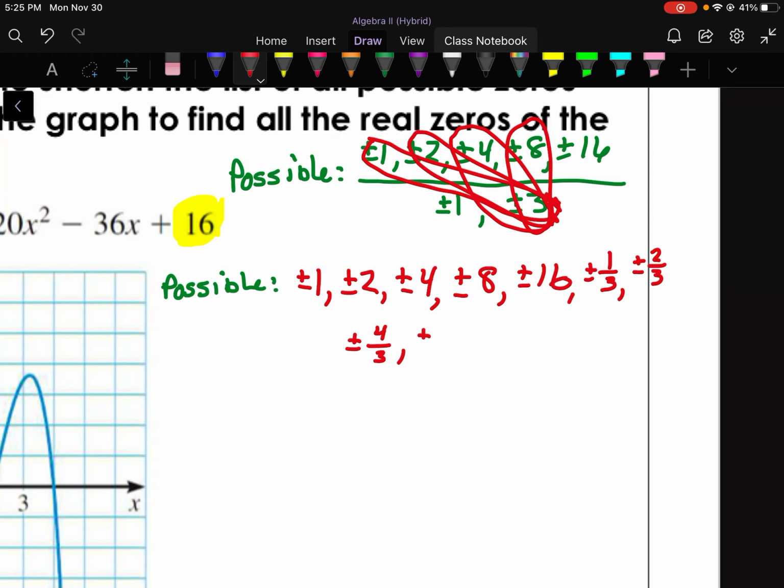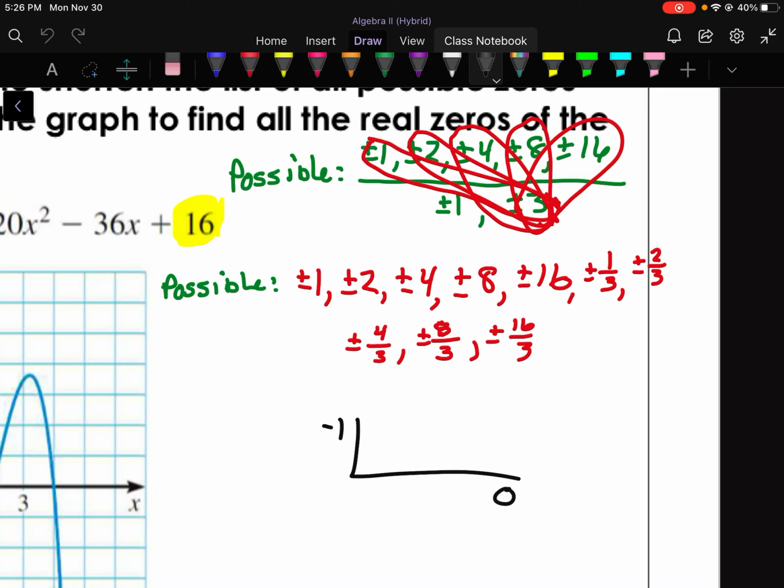8 divided by 3 is just 8/3. 16 divided by 3 is 16/3. So going back to what I said about the last video, if you refuse to use a calculator, what you'd have to do is set up synthetic division, and then you'd start with positive 1, and then try to divide and get 0. If you don't get 0, start again with negative 1. If you don't get 0, now we're on to 2.